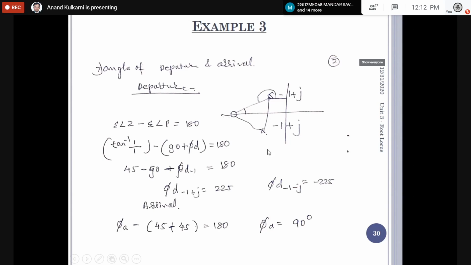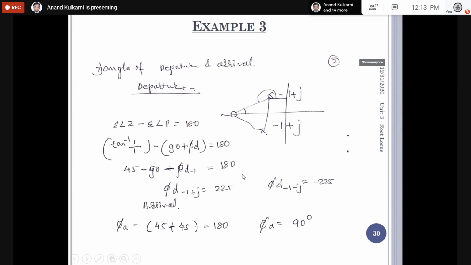Whereas the angle of this pole, if I join a vertically downward line, that will be 90 only. Tan inverse of imaginary part is 2, 1 plus 1, divided by real part. Both the poles are at the same spot, that means real part is 0. So tan inverse of 2 upon 0 means tan inverse of infinity, which is 90 degrees. So 90 I have added, and phi d, that is the angle of departure of this pole. So this is 45, this is 90, this is phi d is equal to 180.